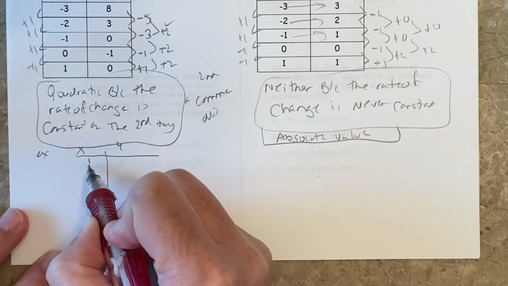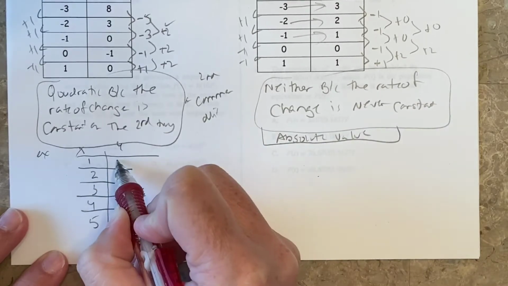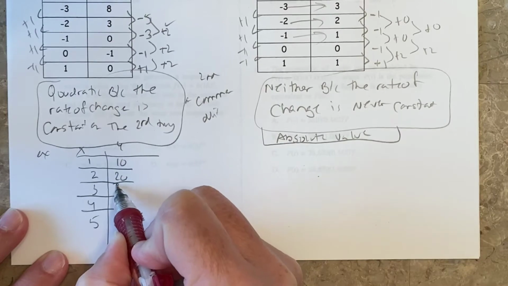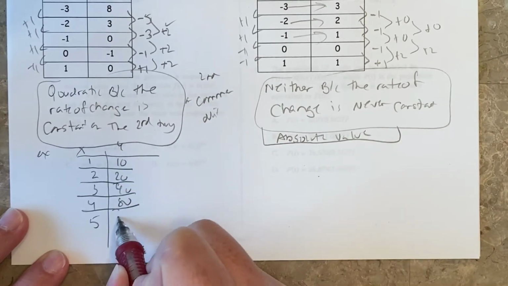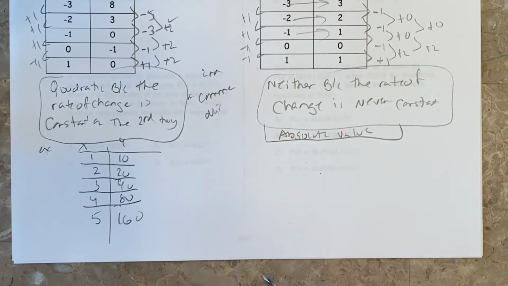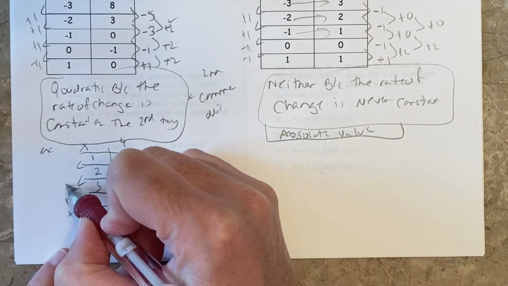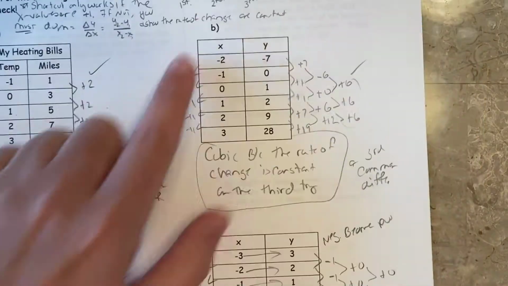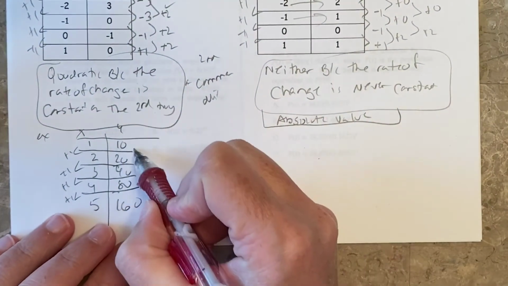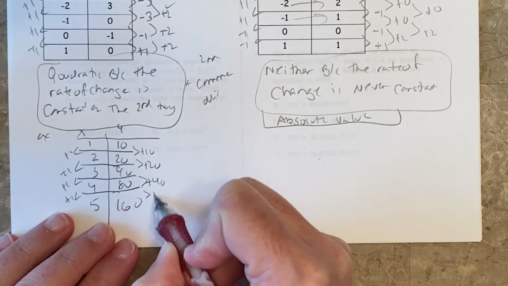X, Y. So 1, 2, 3, 4, and 5. And your numbers are 10, 20, 40, 80, 160. So now as I'm writing those y values, you should already actually know what this is. But these all go up by +1, which allows me to do this shortcut up here. Okay, so we've got +10, +20, +40, and +80.